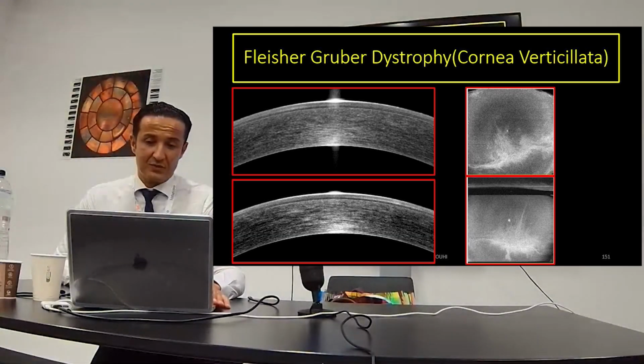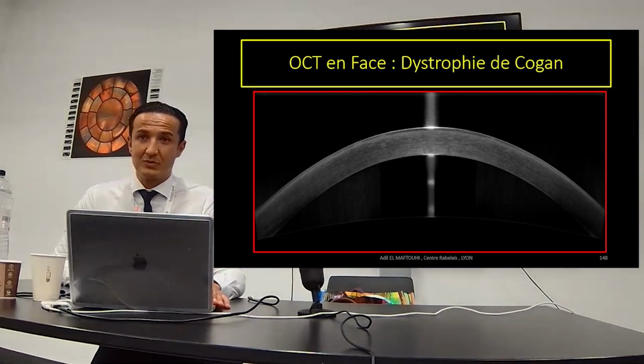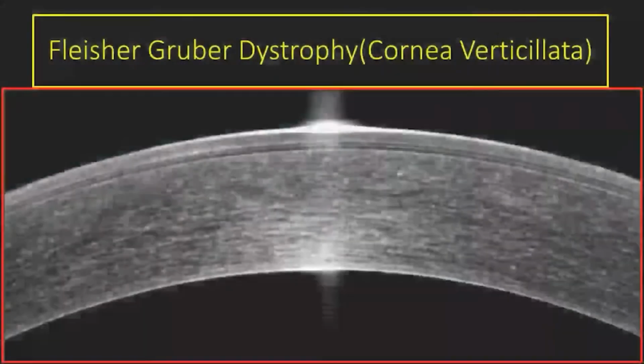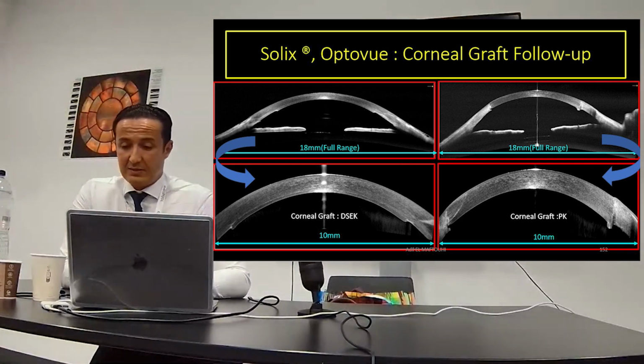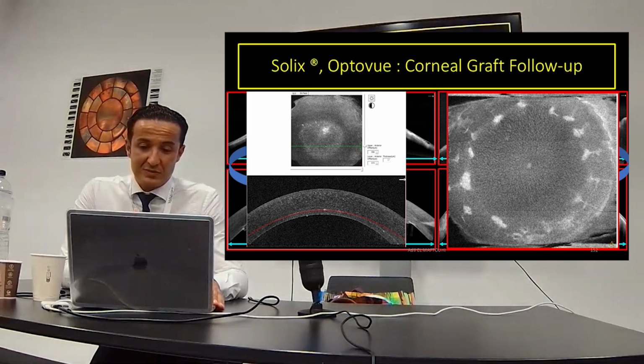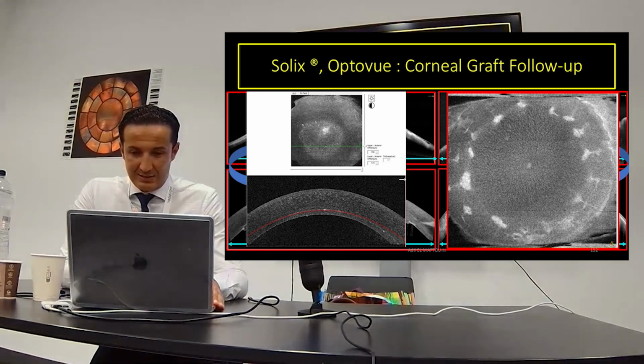Here, another case of cornea verticillata, you have an aspect of the epithelium changes in this lesion. In B-scan, you observe a pseudo double aspect of the Bowman membrane, very pathognomonic of this corneal lesion. And look here, the high resolution of the cornea with the Solix. And you can also control the interface of the graft, the penetrating keratoplasty, and you can see the scar of the penetrating keratoplasty.